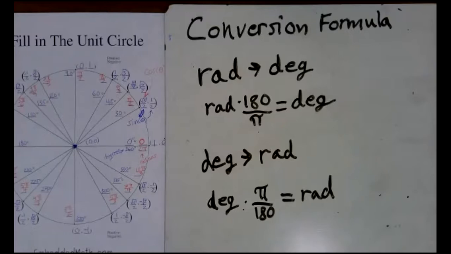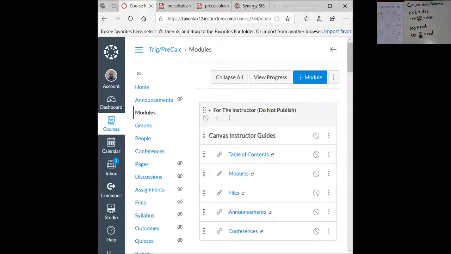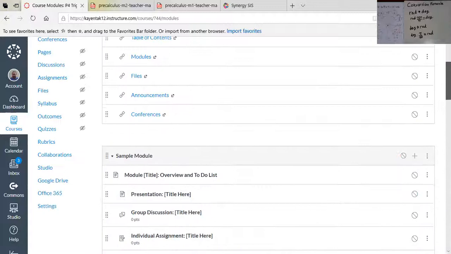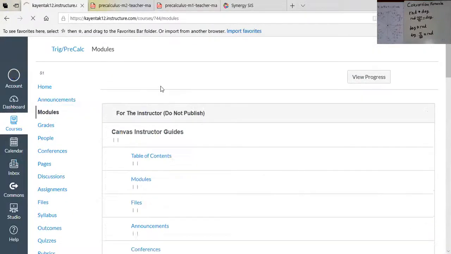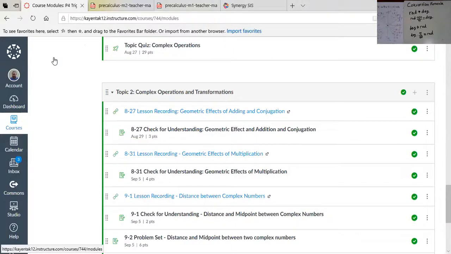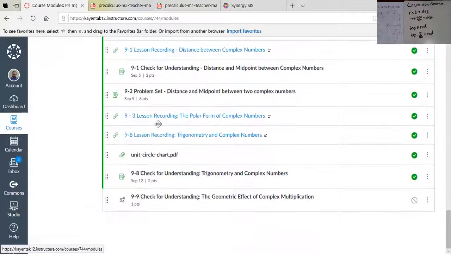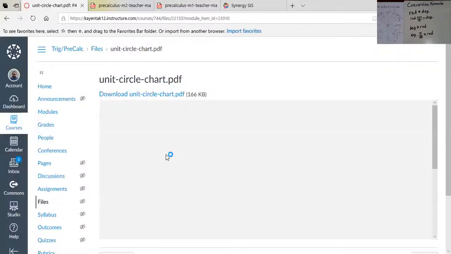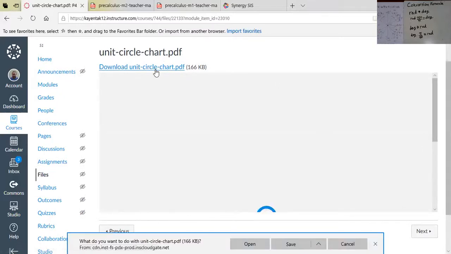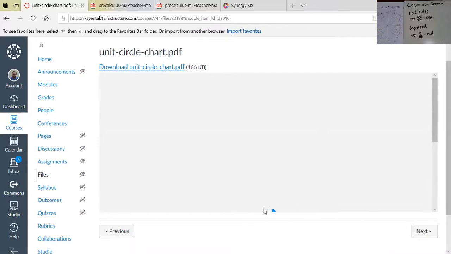So just to make sure you know how to get to that unit circle, let me share my screen really quick. This is the screen that I see when I'm in Canvas. What you see and what I see is a little bit different, but you'll still see it in the same place. If you go to modules, you will find the unit circle. Click on that. It's not wanting to load. Hold on. Let me click on that, click open. There we go.